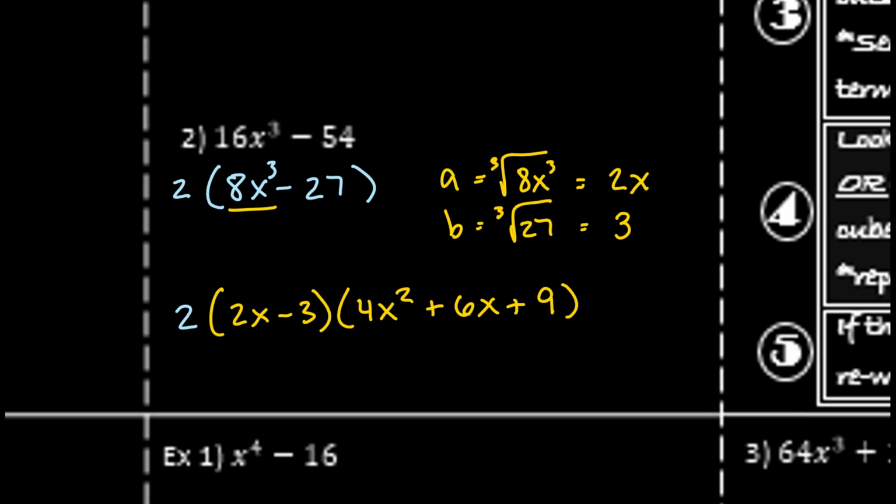Quick question, is that 2 in front of 8x cubed a part of the equation, or are you just writing down it's question 2? That's part of it. I pulled out a 2. Yeah, the 2 is the GCF. Okay.